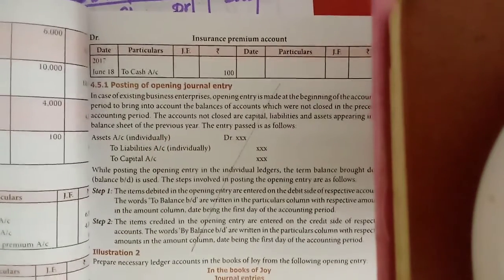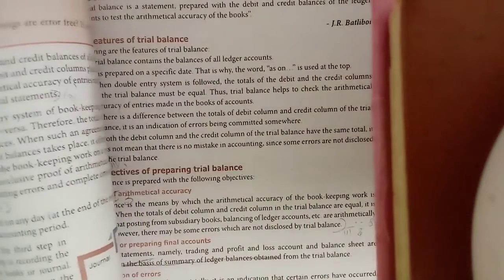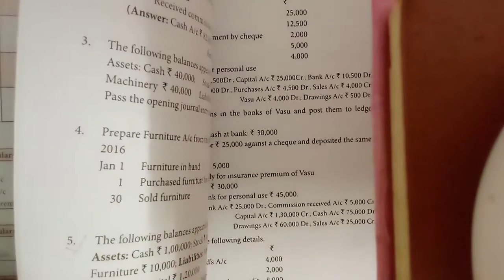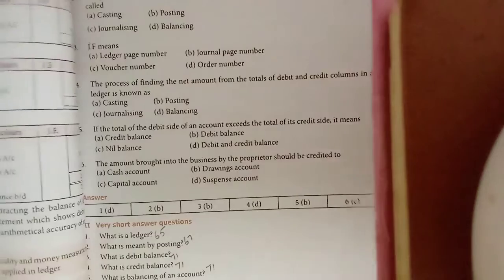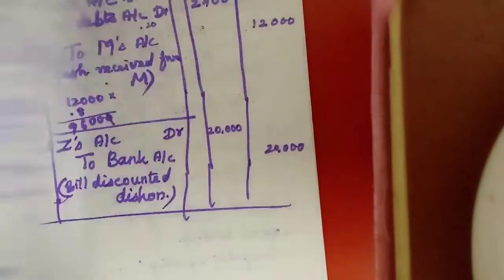Understood now? And we will do the exercise. A very small chapter only, this one. So you should know how to post. That's all: preparing journal entries and posting.